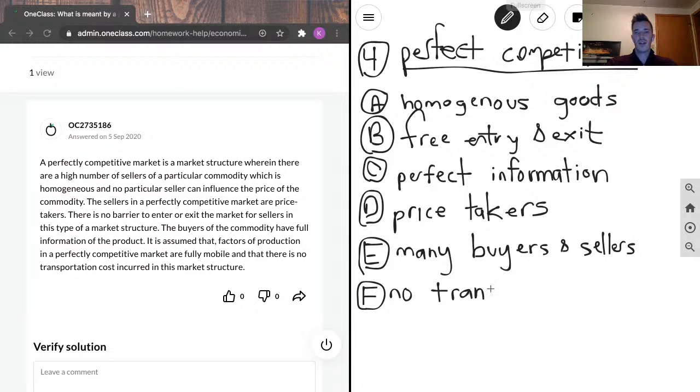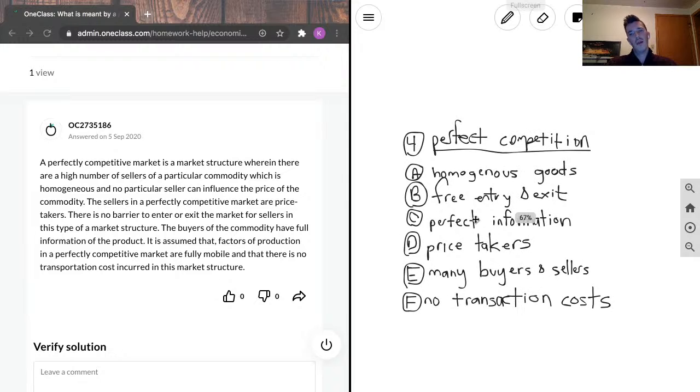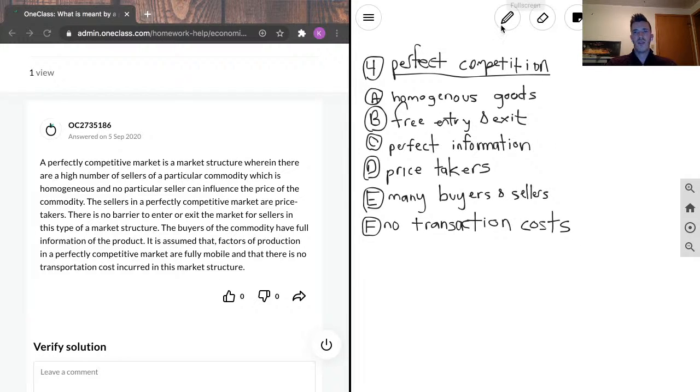Another place transaction costs come up is the Coase theorem. And the Coase theorem states that if property rights are assigned, you can reach an efficient outcome. However, if there are transaction costs, for example, if the two people had to get lawyers to argue over who deserved what, then you would no longer be able to reach an efficient outcome. So these are the characteristics of perfect competition.